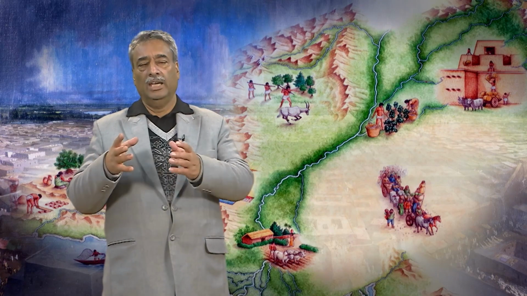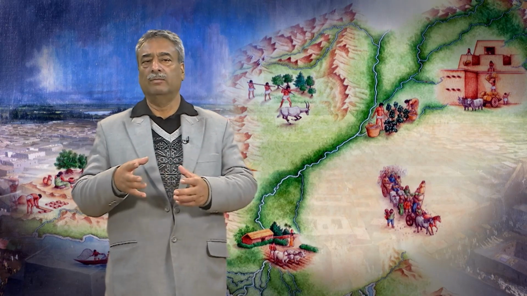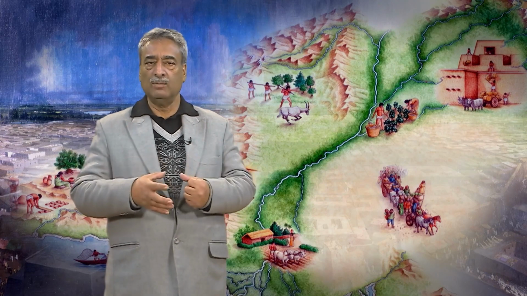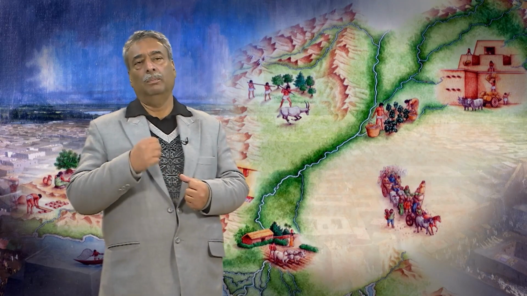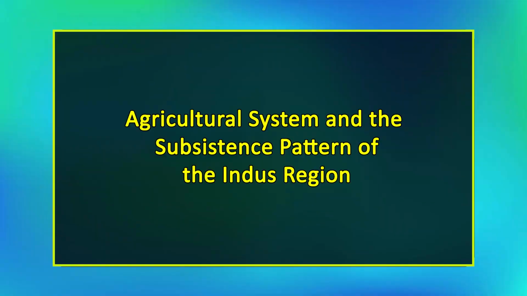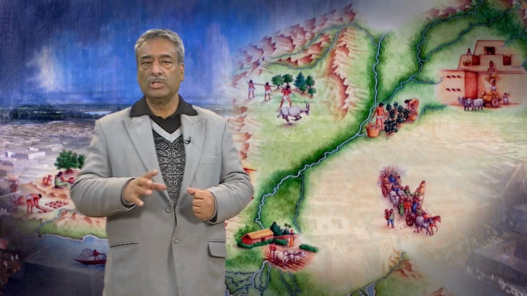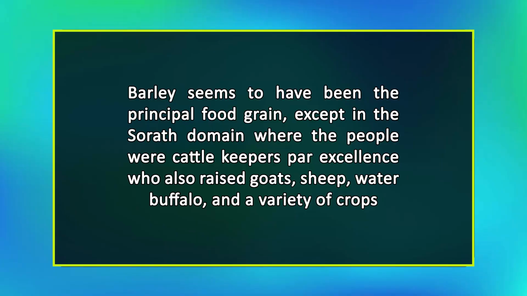Dear students, we have discussed the main evidence about the environmental conditions and the agriculture of the Indus civilization and have also attempted to establish a correlation between them. We now give an overview of the agricultural system and the subsistence pattern of the Indus region. The Indus people were mostly farmers and herders. Barley seems to have been the principal food grain, except in the Sorath domain where the people were cattle keepers par excellence who also raised goats, sheep, water buffalo and a variety of crops.